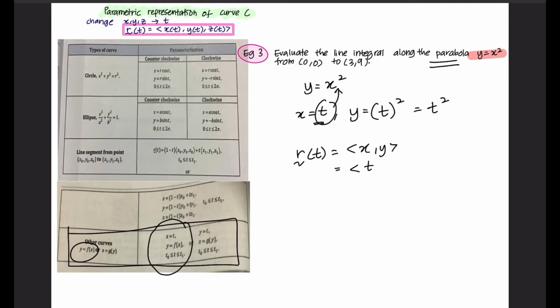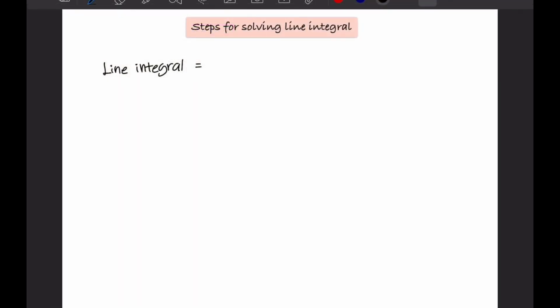So x equal to t, y equal to t square. And remember, R is in the form of vector. Line integral is given by this formula: vector F dot product with dr. Basically, we want to change all these three terms to be in terms of t.